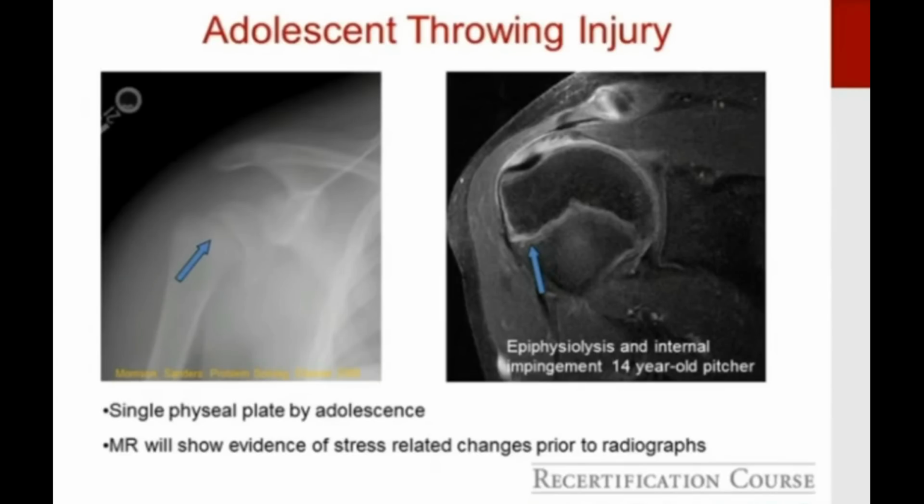And on MR imaging, we see widening of the growth plate peripherally, and we see increased T2 signal within and adjacent to the growth plate and some periostitis. And in this particular 14-year-old overhead athlete, we also see tendinosis and scuffing on the undersurface of the cuff. So this patient has not only signs of internal impingement, but early stress-related changes of the proximal humeral growth plate.